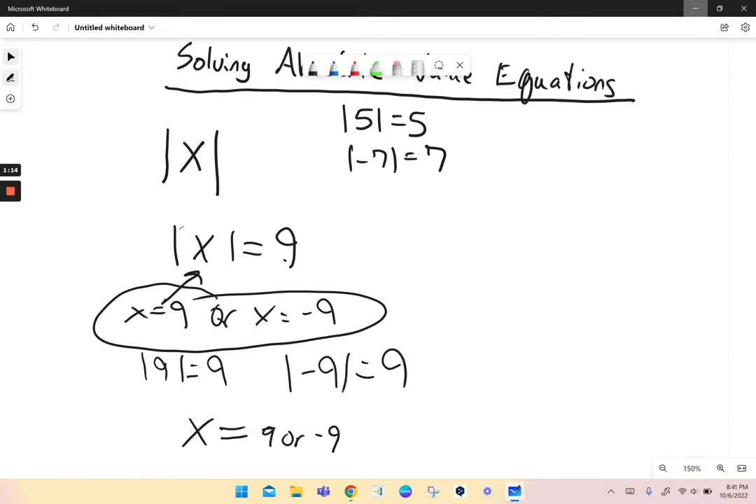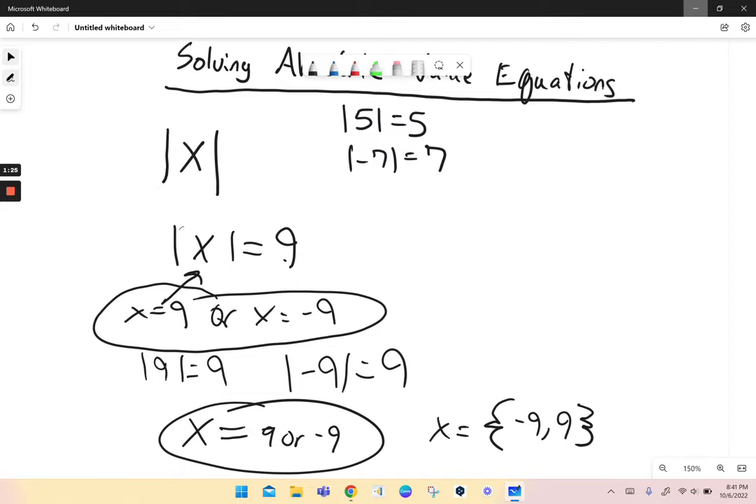And we can also write x equals {negative 9, 9} in braces. So if we write it as a set, that's fine. And one last way we could write our answer is x equals plus or minus 9. This positive or negative sign is pretty useful, sometimes in absolute value. So that's what's gone on so far.